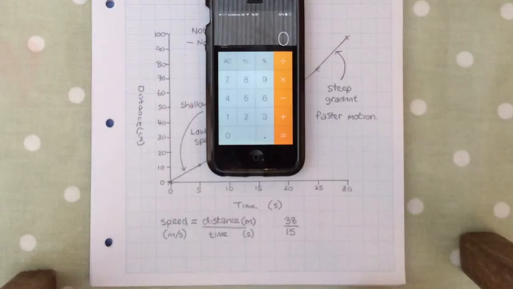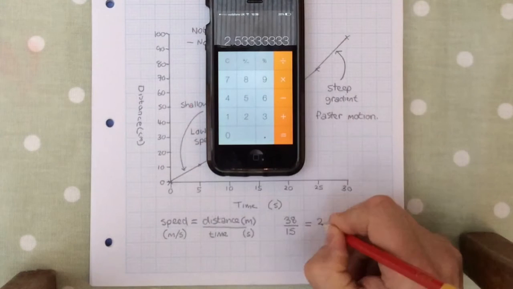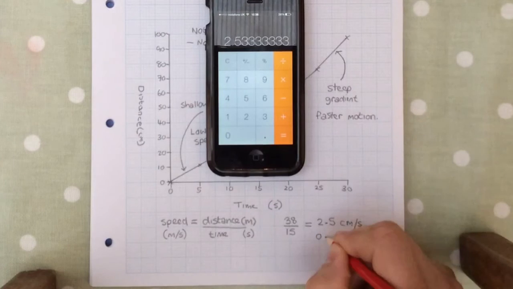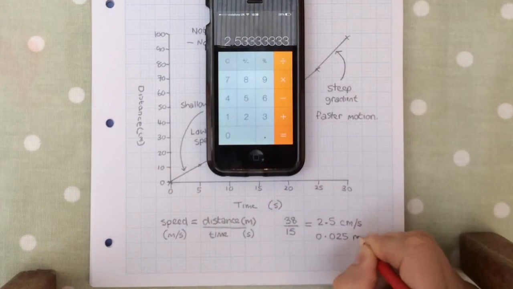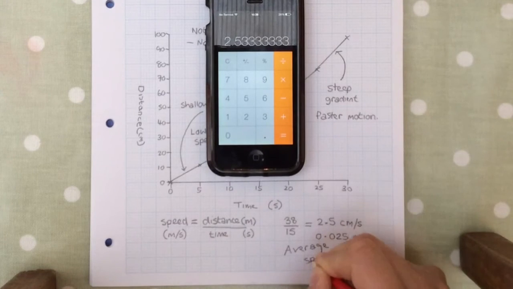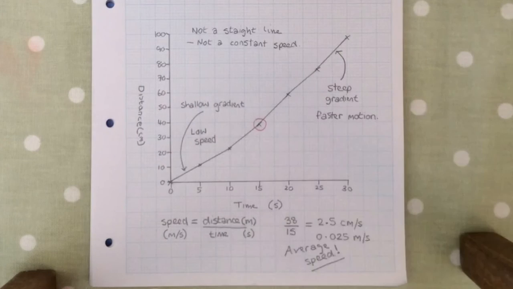I'm allowed to use my calculator for this, so 38 divided by 15 gives me an answer of 2.5 centimetres per second. Now our standard unit is metres per second, so I'm just going to convert that to 0.025 metres per second. But remember, our vehicle wasn't travelling at a constant speed, so all I can say was that was its average speed up until that point.